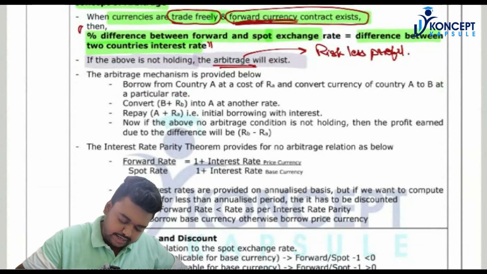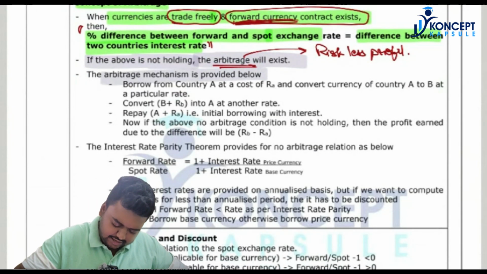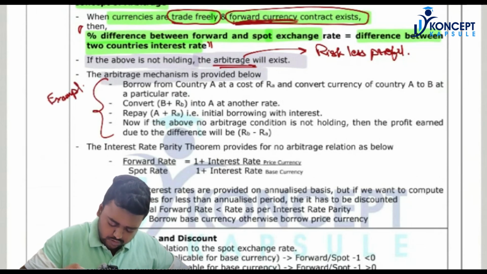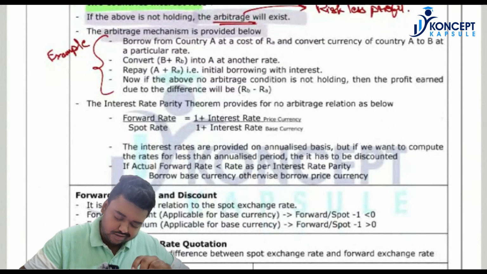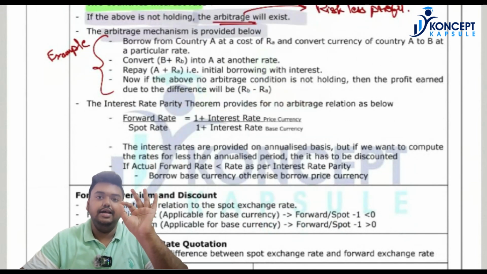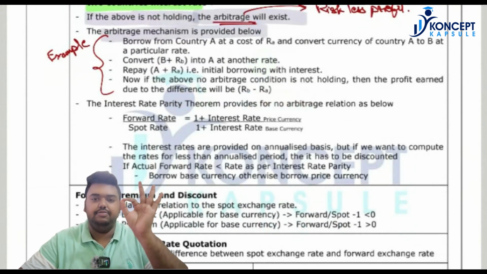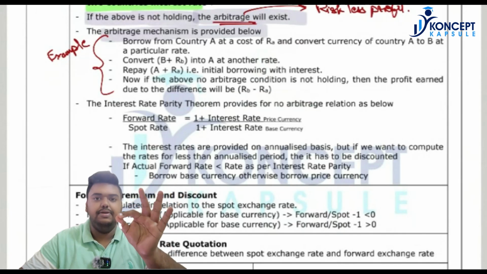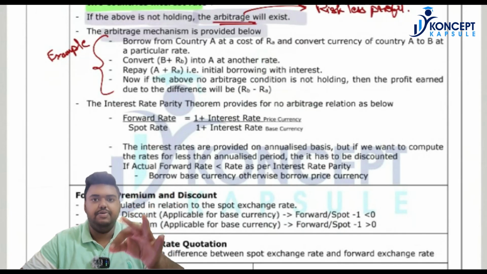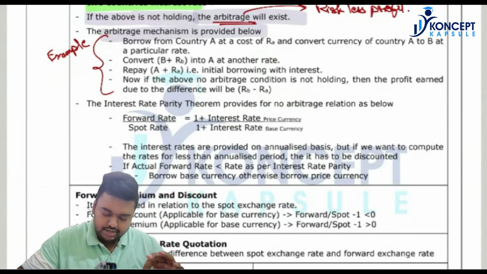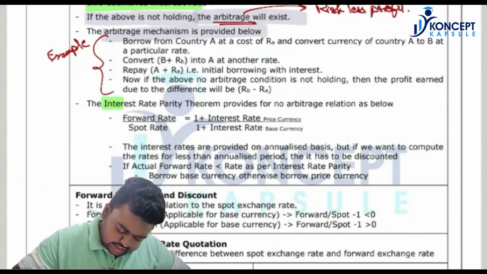The arbitrage mechanism is provided as below. We have seen this entirely with the help of an example. The ratio that we have seen, forward by spot equals 1 plus rate of price divided by 1 plus rate of base, is known as the interest rate parity theorem.